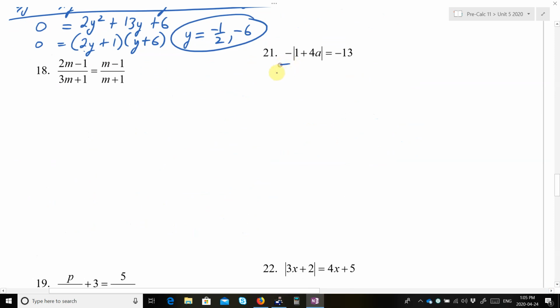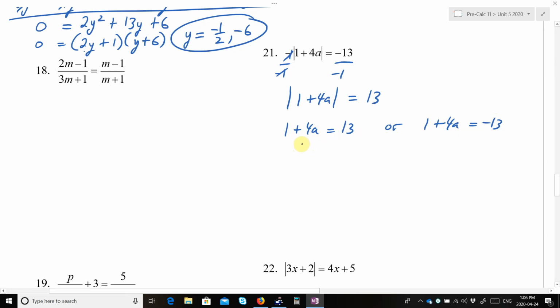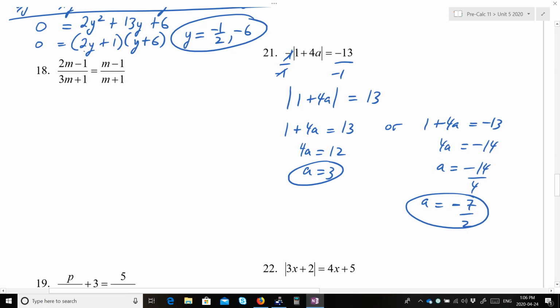Okay, how about 21? Why don't we divide both sides by this negative 1 first of all, and then we will get absolute value of 1 plus 4a is equal to 13, which means that 1 plus 4a could equal 13, or 1 plus 4a can equal negative 13. And in this one, 4a will equal 12, and a will equal 3. And in this one, 4a equals negative 14, and a equals negative 14 over 4, which is equivalent to negative 7 over 2. And they both work.